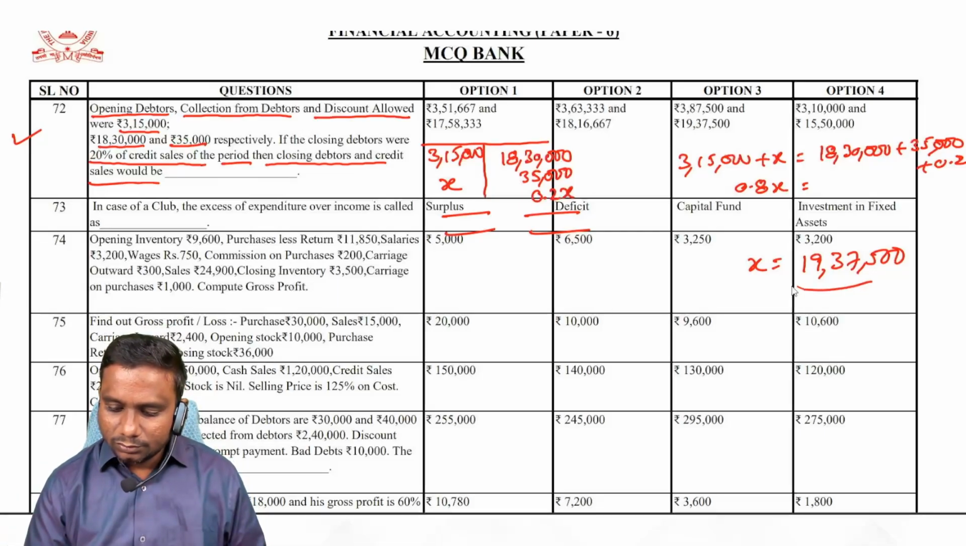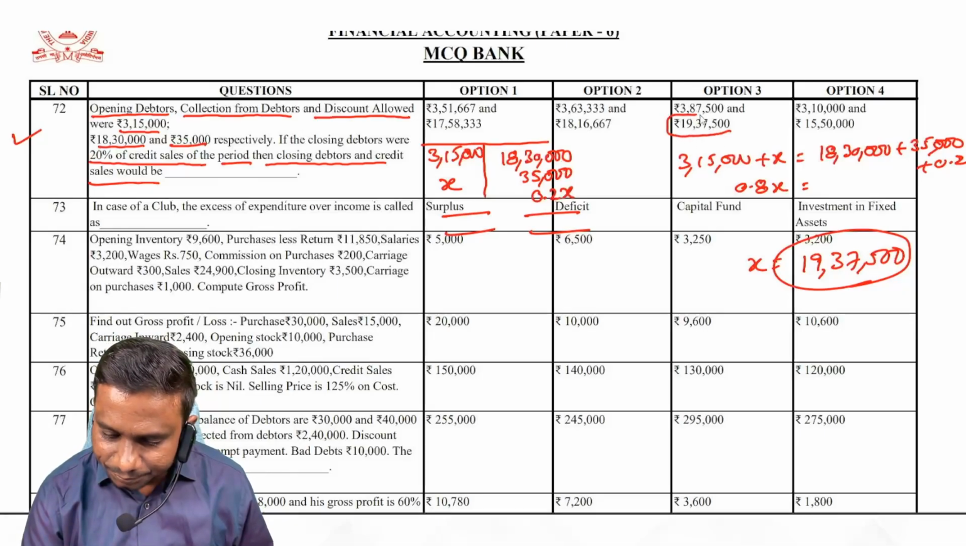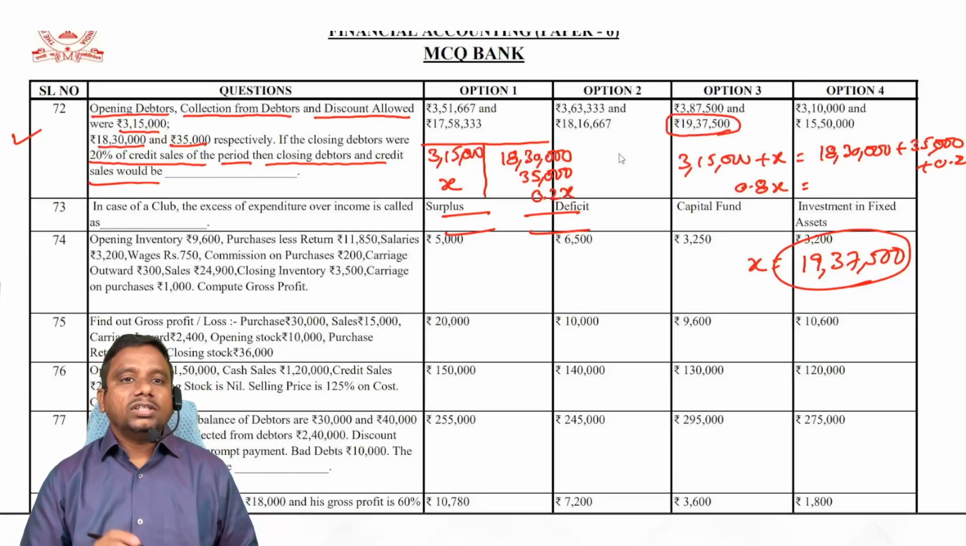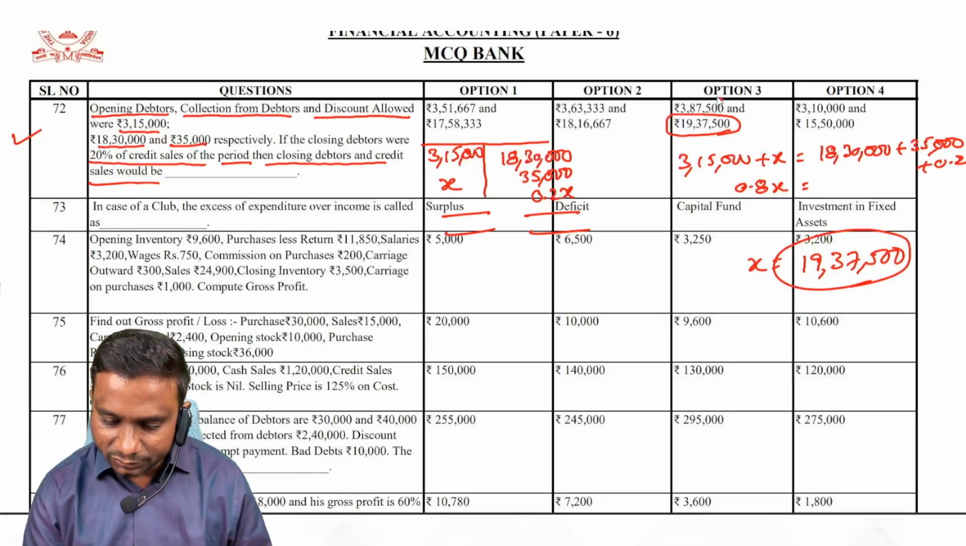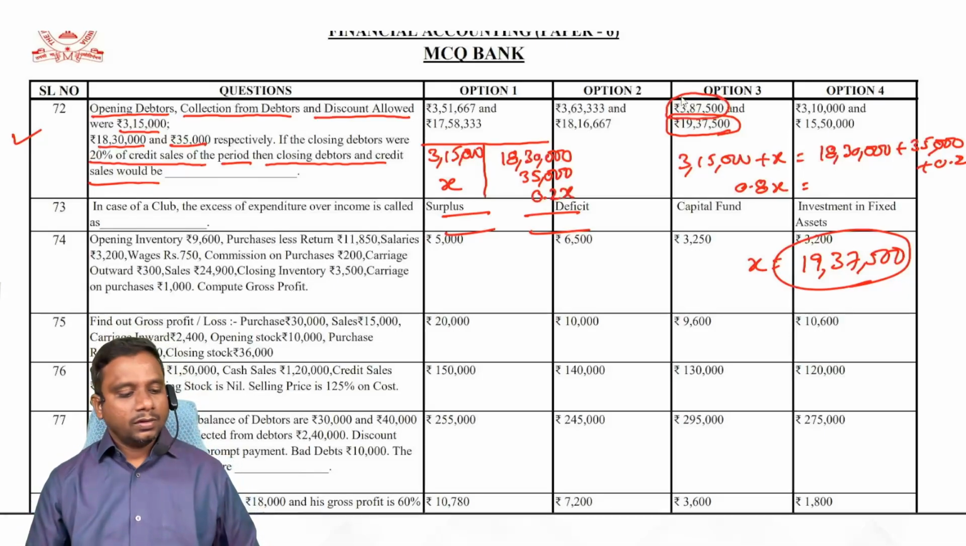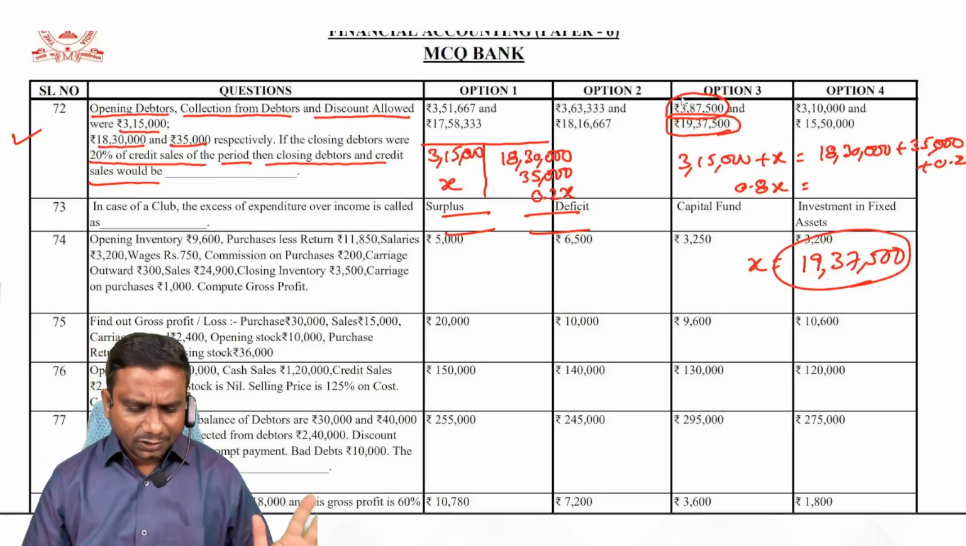First observe whether it is matching or not. Yes, it is matching in option 3. Now they say 20% out of 19,37,500 is closing debtors. Yes, 3,87,500, that is also matching. Now option B correct. Observe students. Is it clear? Next one.